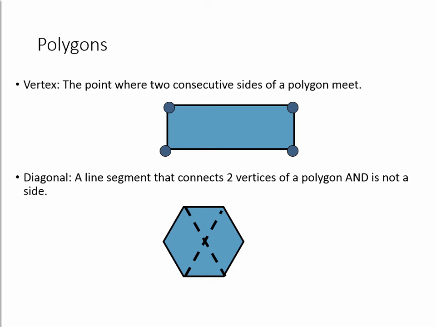For most polygons, the diagonals are inside, but sometimes they're outside, and we're going to talk about those in a minute. But those are basically it.